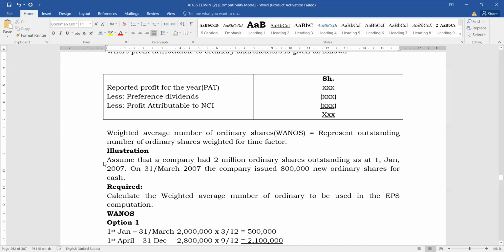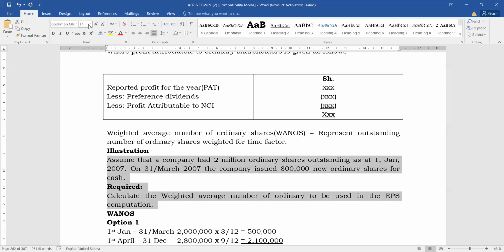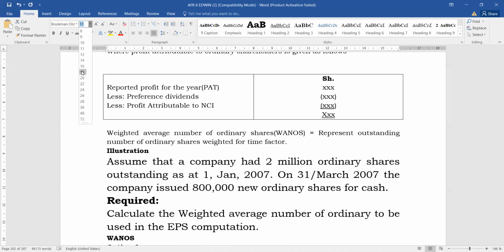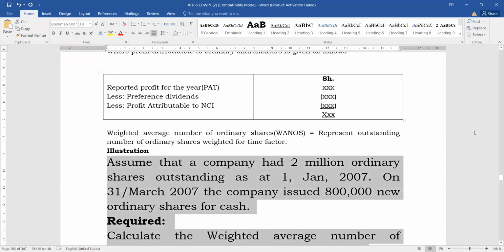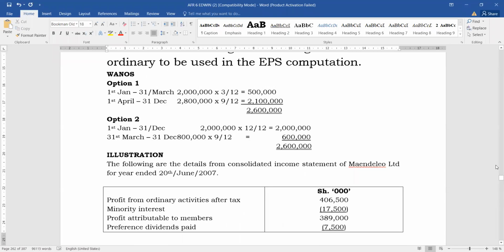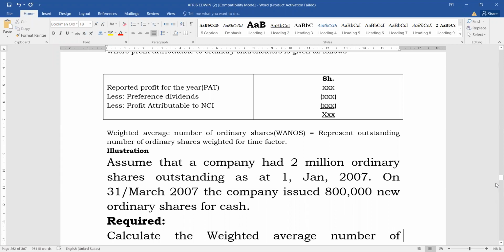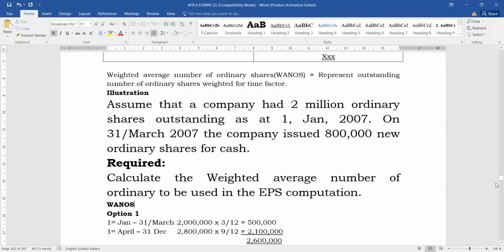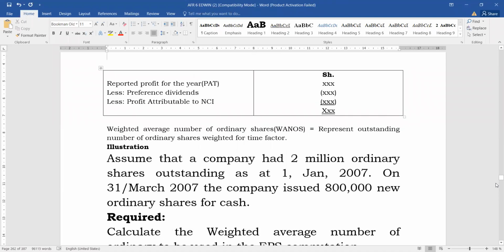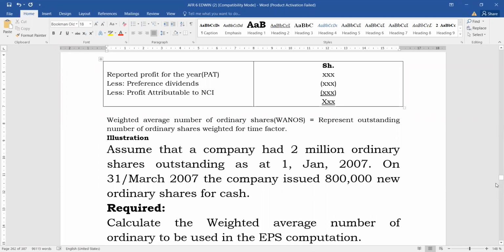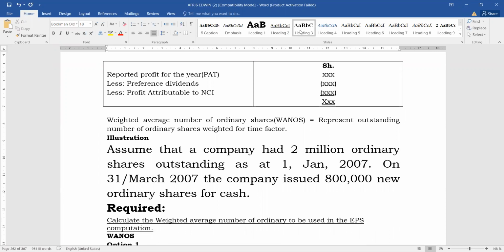So this is the next example I will be doing. Assume a company has 2 million ordinary shares outstanding on 1st January 2007. On 31st March 2007, the company issued 800,000 new ordinary shares. Calculate the weighted average number of ordinary shares.